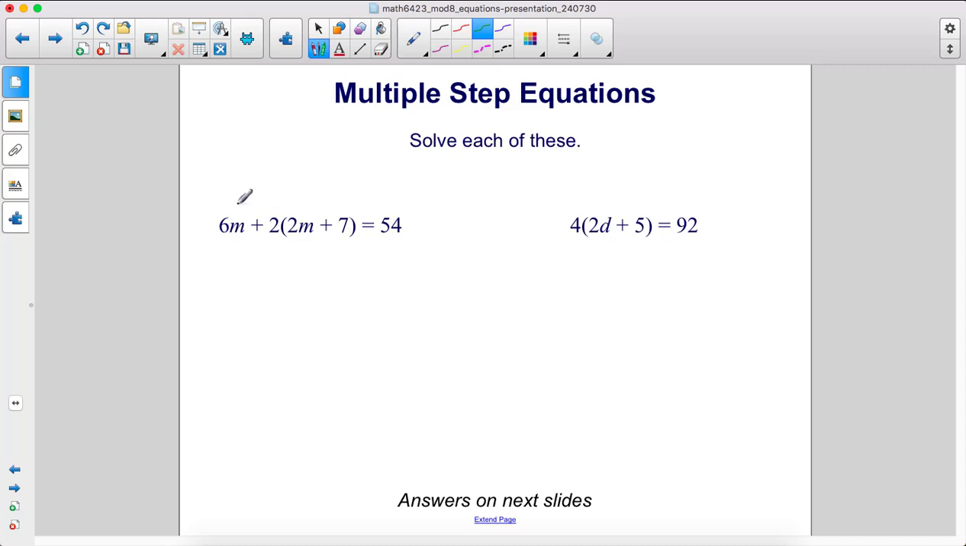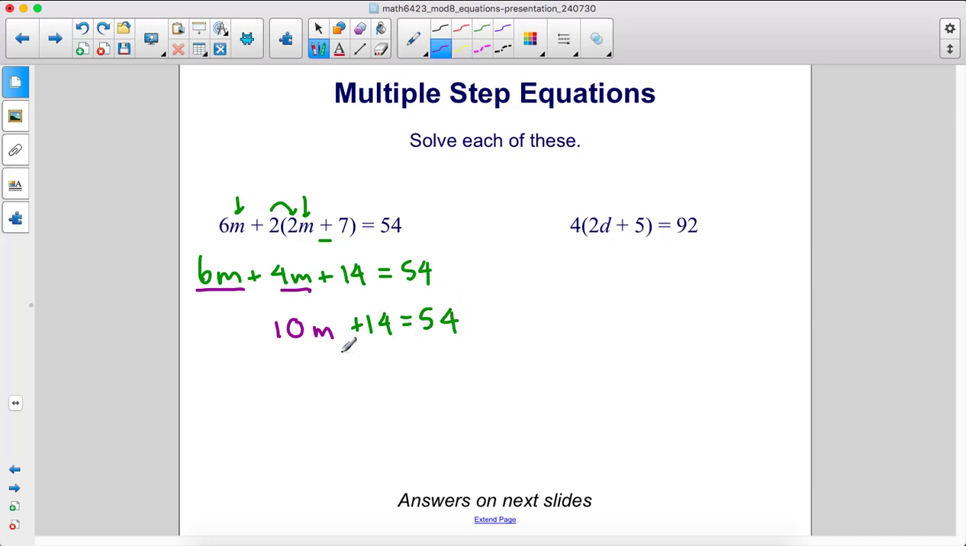Over here, we have an m here and here. So we're going to have to distribute this out so that we can free up this 2m. So we have 6m plus 2 times 2m is 4m plus 2 times 7 is 14. Okay, now we can combine like terms. We have 6m and 4m. That's 10m plus 14 equals 54.